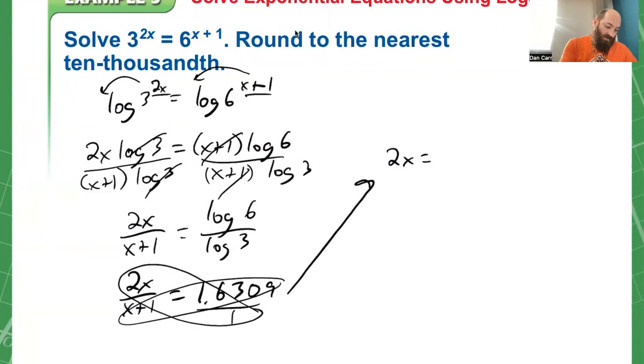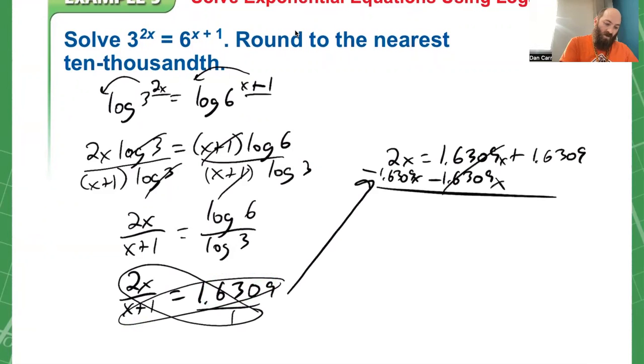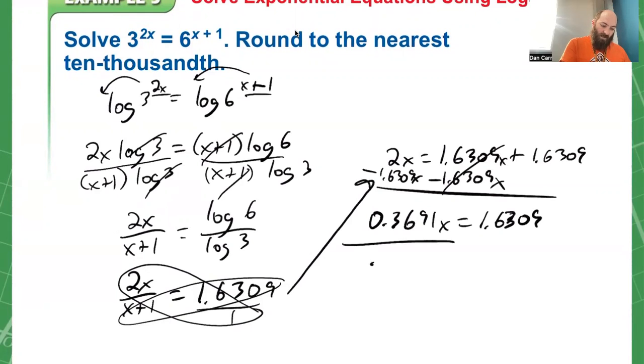Okay, so I'll have 2x is equal to 1.6309 times x plus 1. That's me taking this number and distributing with x plus 1. Now I could subtract that one over. So that's gone, and I've got 0.3691 x equals 1.6309, and then I divide both sides by the 0.3691. Again, I'm using the numbers in the calculator, so I'm not actually rounding off here.